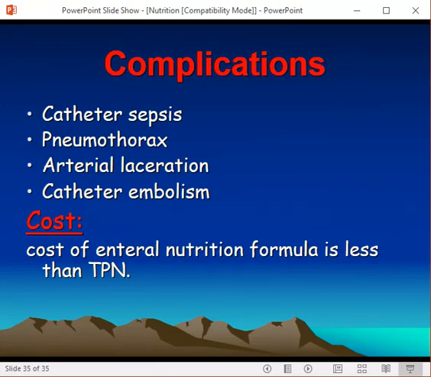Now, what are the complications? There is catheter sepsis, pneumothorax, arterial laceration, catheter embolism. The cost of enteral nutrition formula is less than TPN.